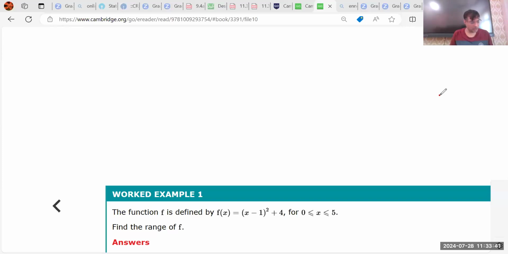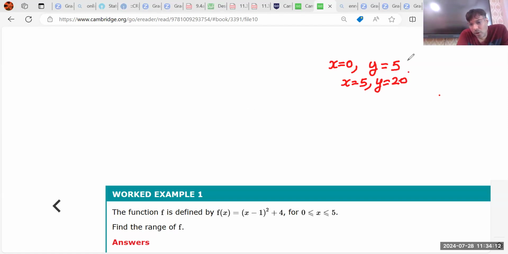So I am afraid guys सभी के आंसर्स रॉन्ग हैं. So I will explain guys. First of all, आपने point निकाला when you put x equal to 0. You got y is equal to 5. And when you put x equal to 5, you will get 4 square is 16. 16 plus 4 is 20. ये चीज clear है guys? So you got 2 points. Third point is the vertex, which is equal to 1, 4.